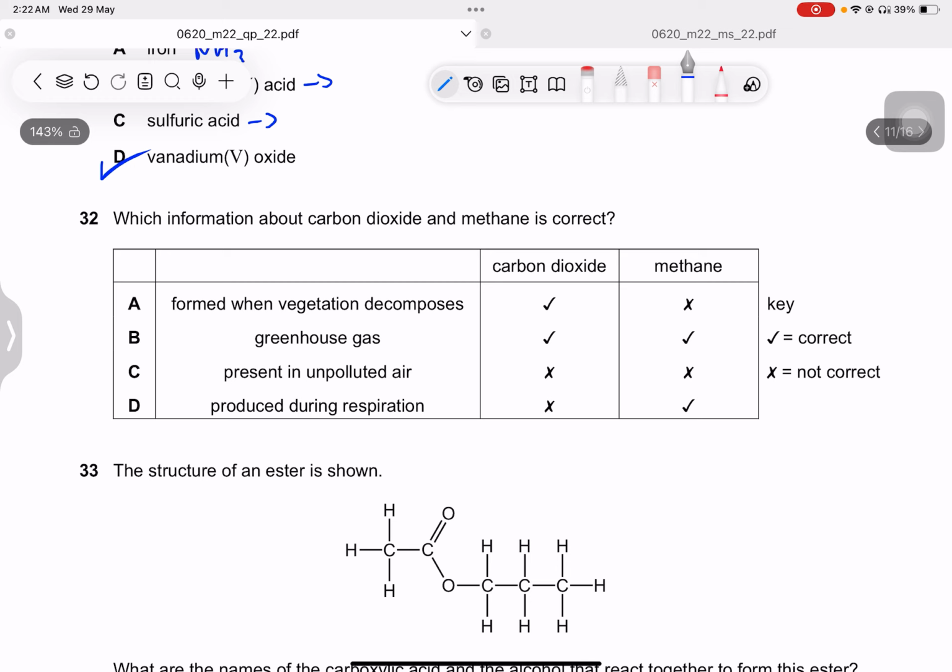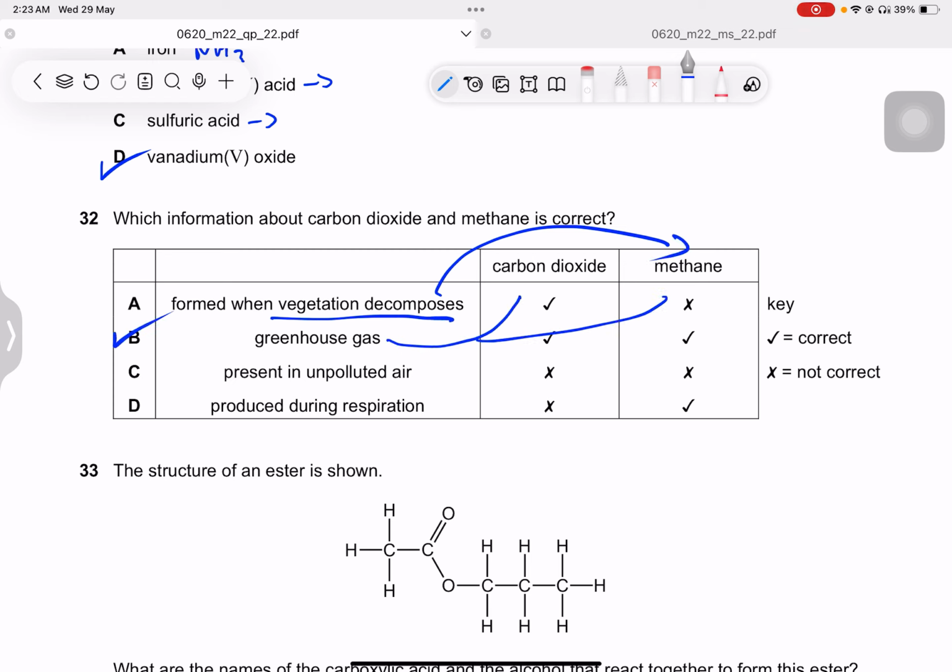Which information about carbon dioxide and methane is correct? So, formed when vegetation decomposes is true for methane. Greenhouse gas is true for both. So, yes, option B. Present in unpolluted air, carbon dioxide is present in 0.4%. This is not present for methane. Produced during respiration, carbon dioxide is produced, methane is not produced.